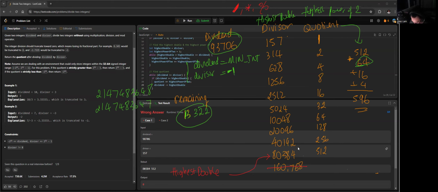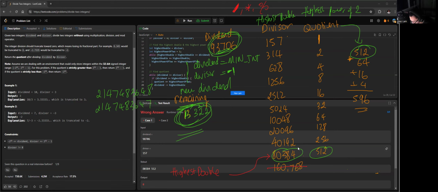So while the dividend, the remaining here, is greater than the divisor, which is 157, if this number is larger than the highest double, and it is, we add the highest power to the quotient, which is 512 here. After we add 512, we need to decrement the dividend, which is this number, by 80,000. So we're going to get 13,000 here, which is our new dividend, our remaining.